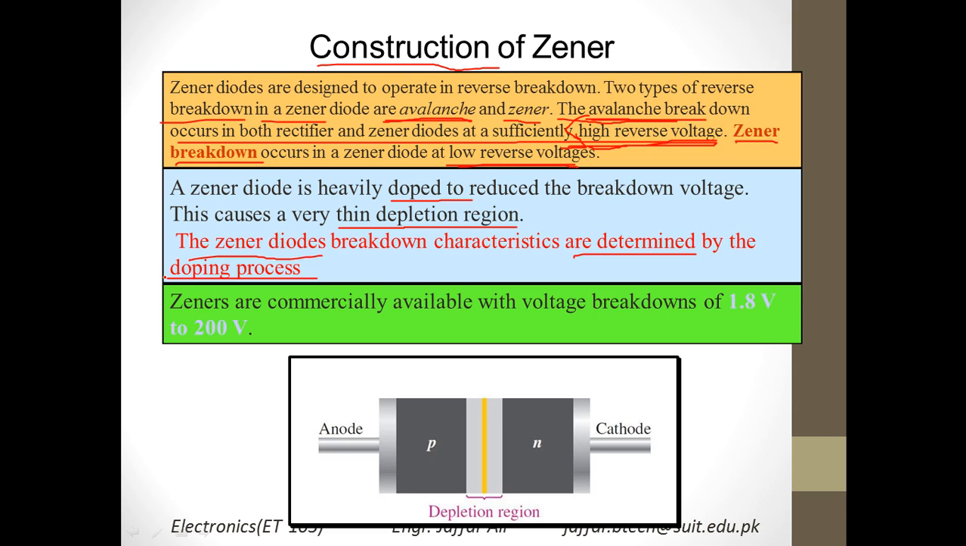So Zener diodes are commercially available in the range of 1.8 volts up to 200 volts. So you can get these easily from the market if you want to use a Zener. There is a variety of Zener available in the market, ranging from 1.8 volts up to 200 volts, and the difference between these voltages is because of the level of doping that is used to make that Zener.